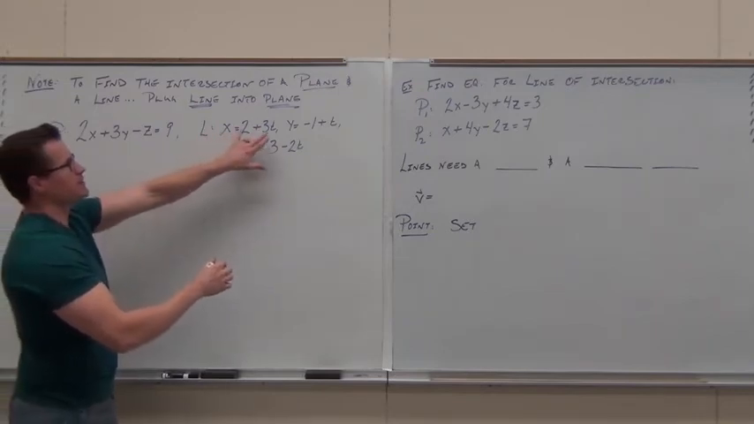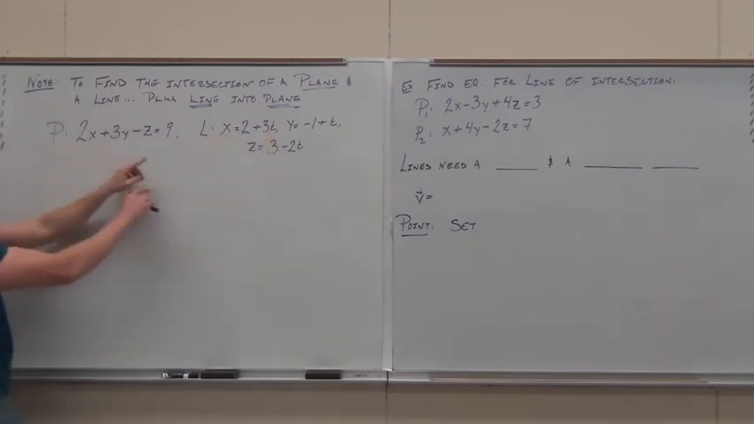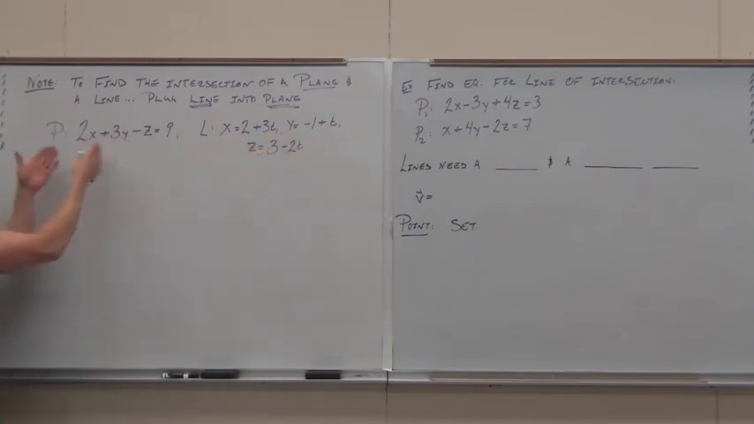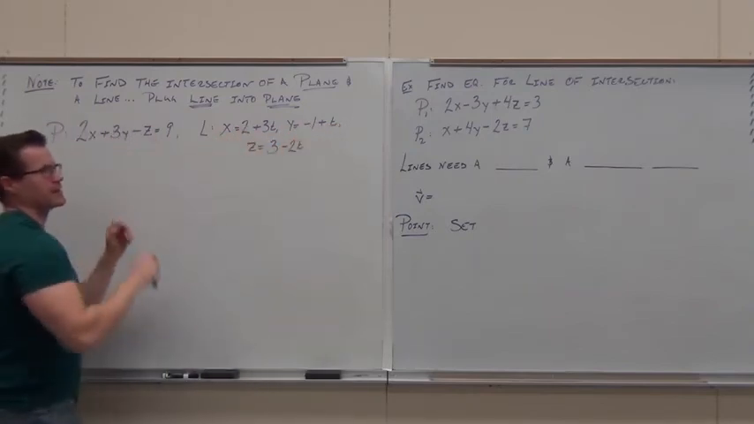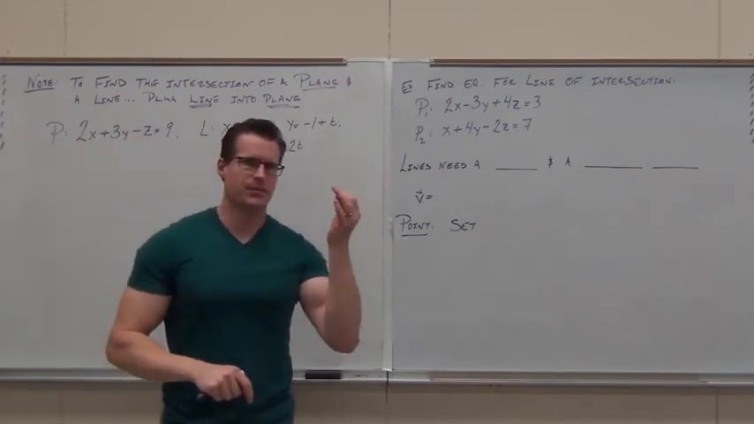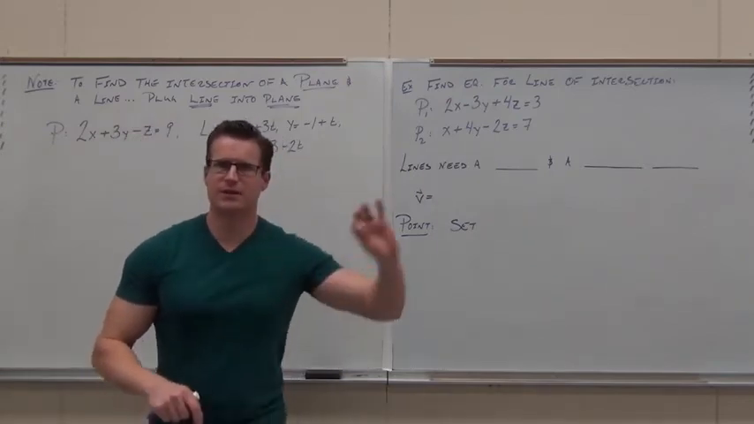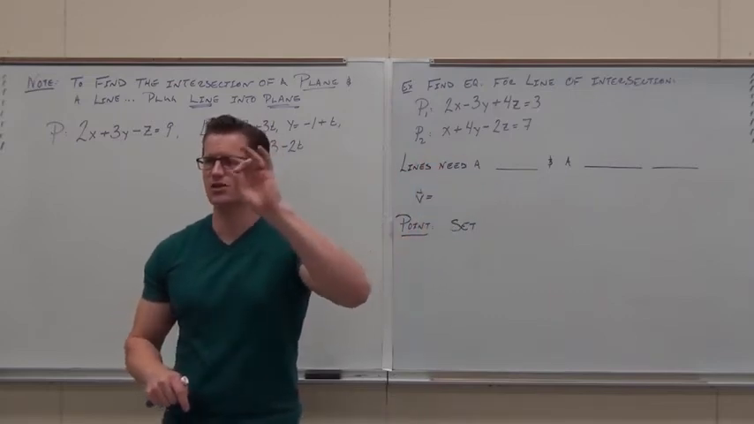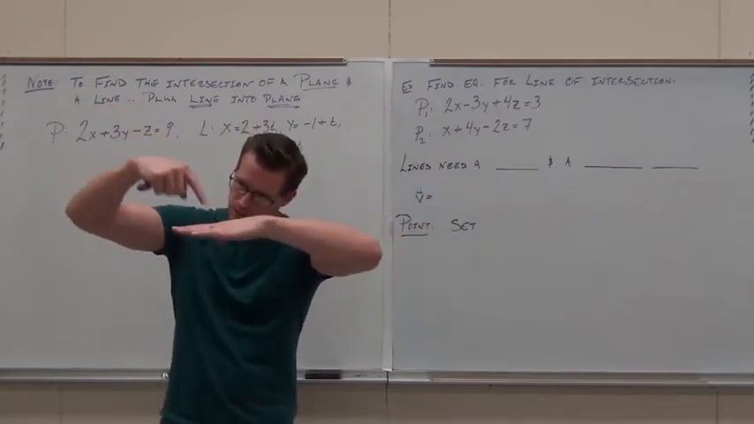Literally, take the line, plug it into the plane. If we have an expression for X, an expression for Y, an expression for Z, and our plane has that, substituting these in will let us solve for T. Taking that T and putting it in for the line will give us a point on the line. That will let us solve for the intersection of the plane and the line.